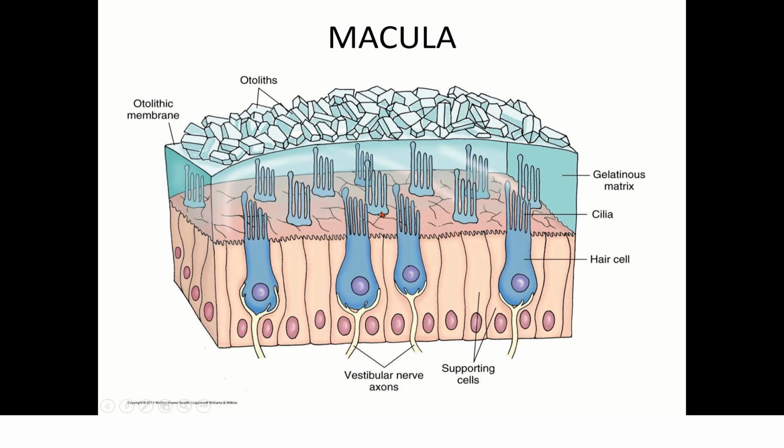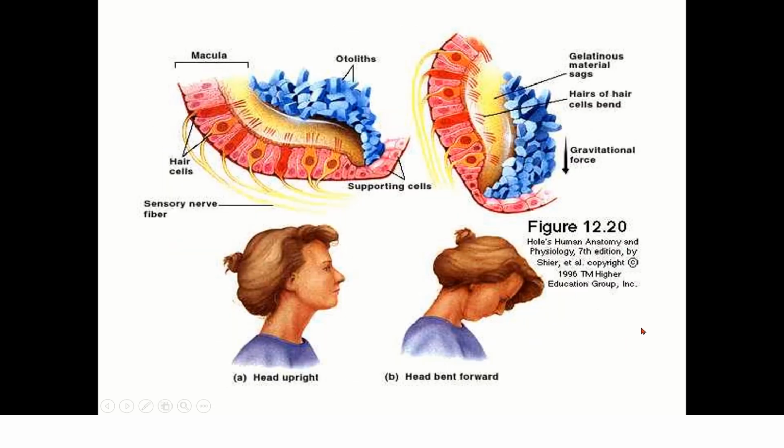So the macula is present in the saccule and utricle. They are mainly concerned with static equilibrium and linear acceleration. You can see here, this is the head upright position. This is the head bent position. You can see the otolithic membrane is being acted upon by the gravitational force.